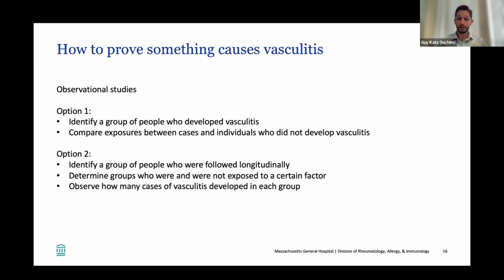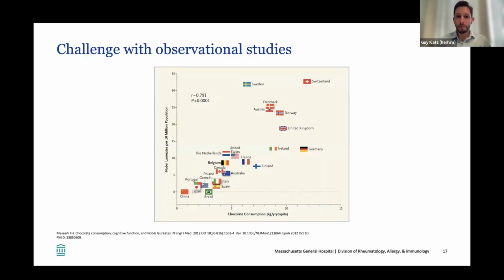Another option is we can identify a group of people who were followed for a long time for some other reason. And we have a lot of cohorts like this for research purposes. And we can either in advance or later on determine what people had an exposure and what people didn't have an exposure, and see who developed the disease later on. These are both very effective ways that we can try to figure out if something causes something else. But there are major challenges with observational studies. And to drive that point home, I'd like to use this study as an example.